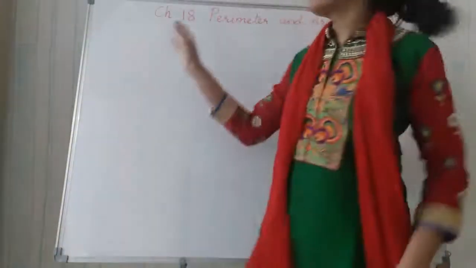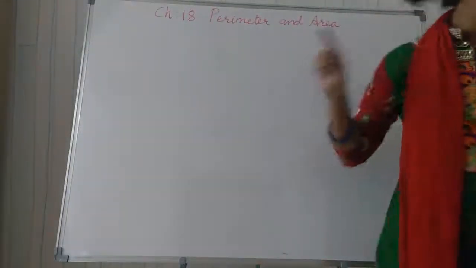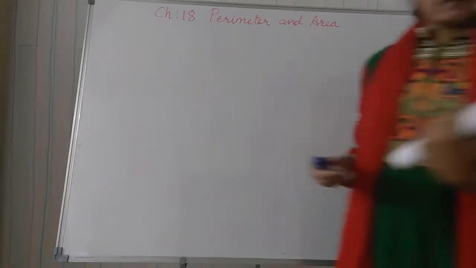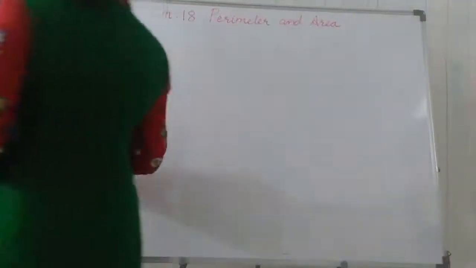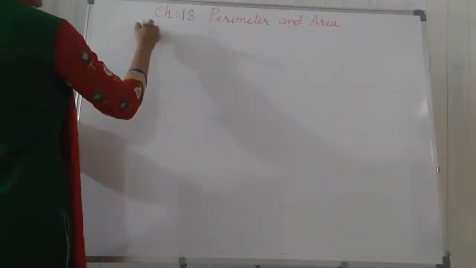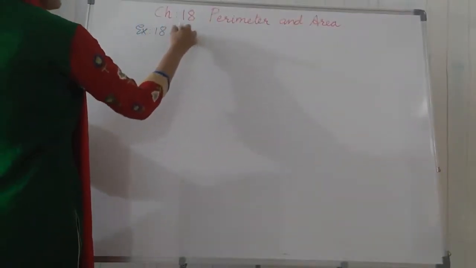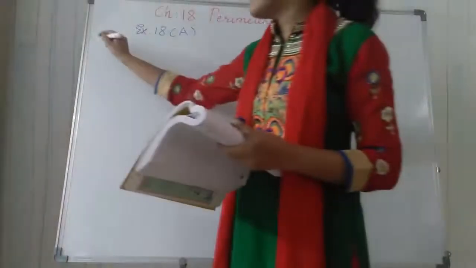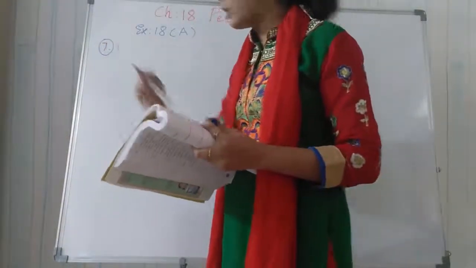This is chapter number 18, Perimeter and Area, which I have already started in the last video. We have completed our exercise 18A up to question number 6. So let us continue our exercise 18A with question number 7. Students, I am reading the question; you all have to also see it in your textbook, okay?